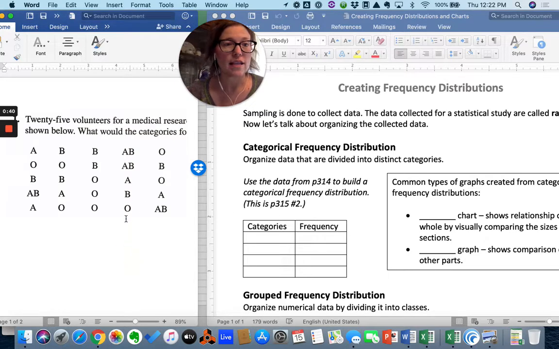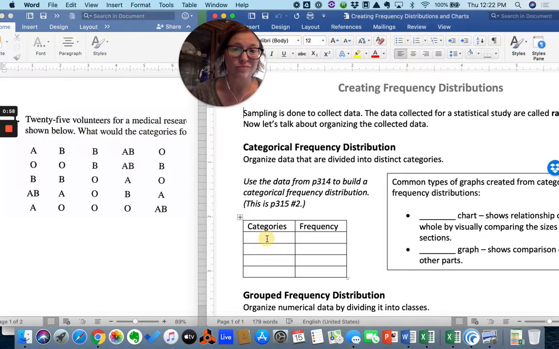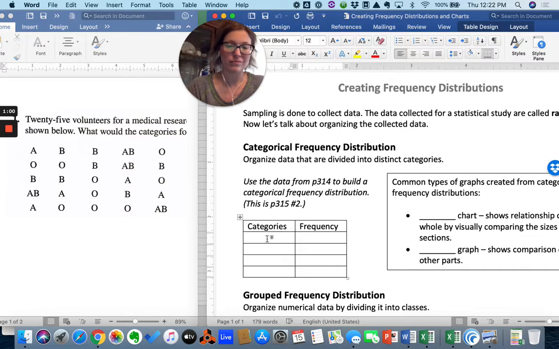On page 314, number 1, we see this list of blood types. I've got it right here. And we want to build a frequency distribution. We look and see, well, what types of results did we get? Well, we got type A, type B, type AB, and type O. Now we just need to say how many of those there are.